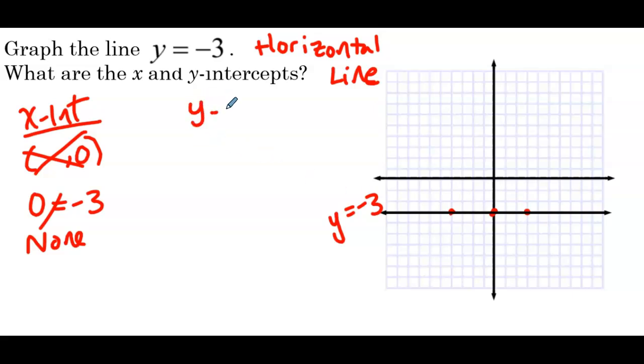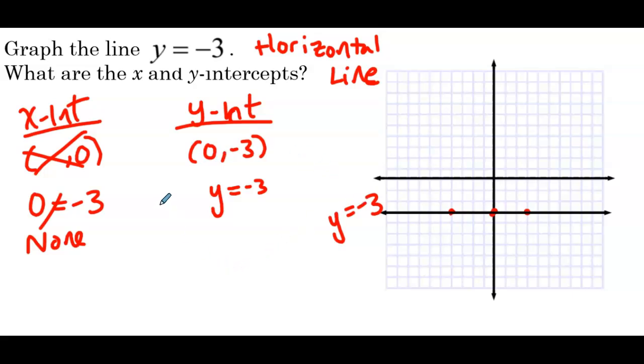And then the y-intercept, if we were going to find that point, it's a point whose x-coordinate is 0. There's no x variable to plug into. Y is always equal to -3. So we would just get y equals -3, which tells us the y-intercept would be the point (0, -3).